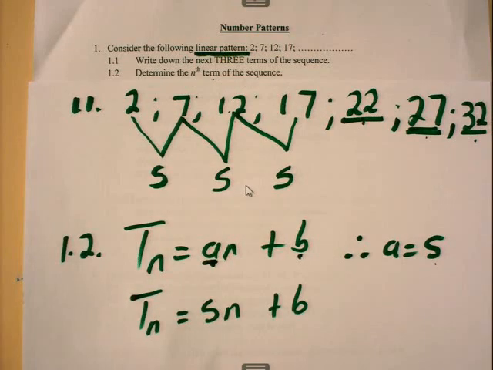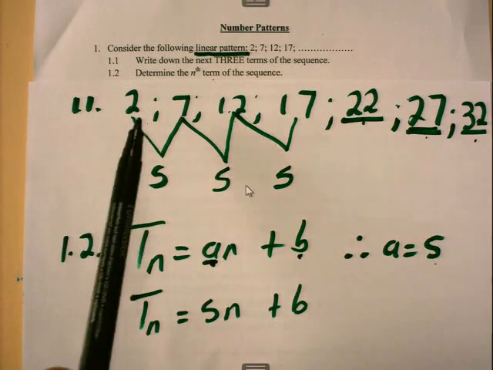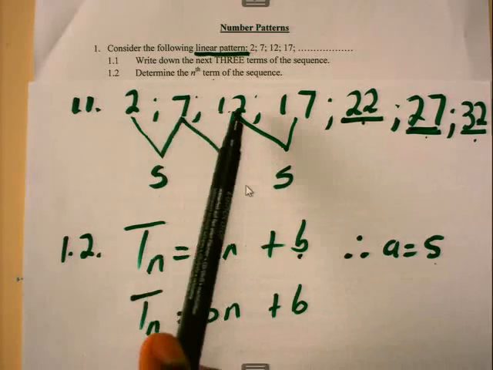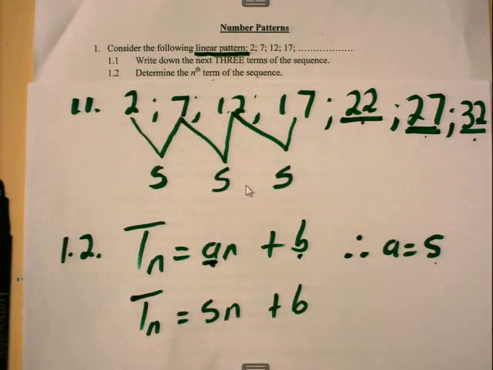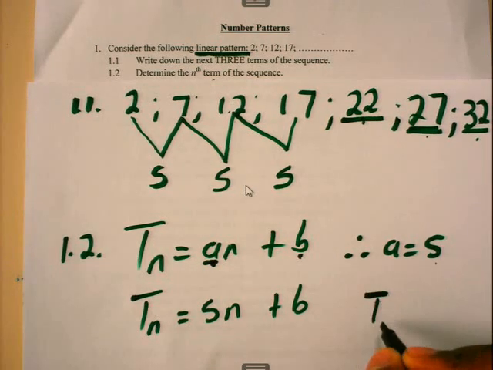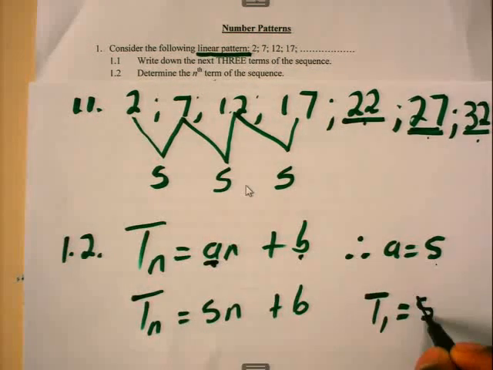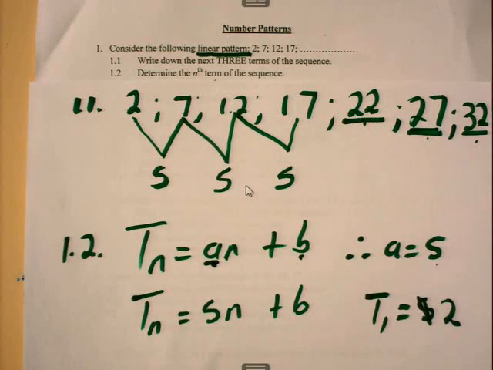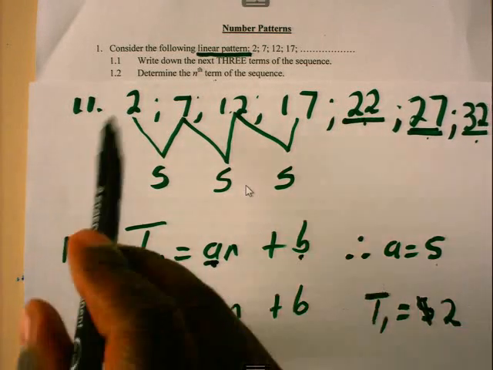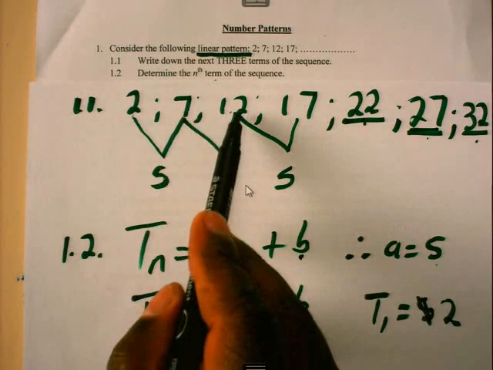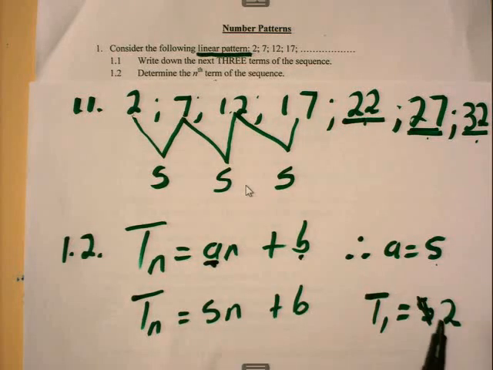To determine the value of b, we use the terms that are already given. You can say the first term is 2, the second term is 7, the third term is 12, the fourth term is 17, any one. But I always advise us to use term number 1, because substituting with 1 becomes so easy. Our first term is 2. Sorry for that, sloppy work. The second term is 7, the third term is 12, the fourth term is 17.